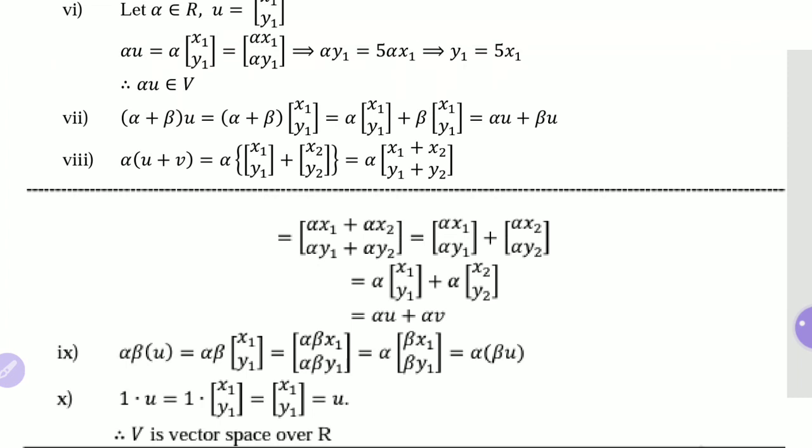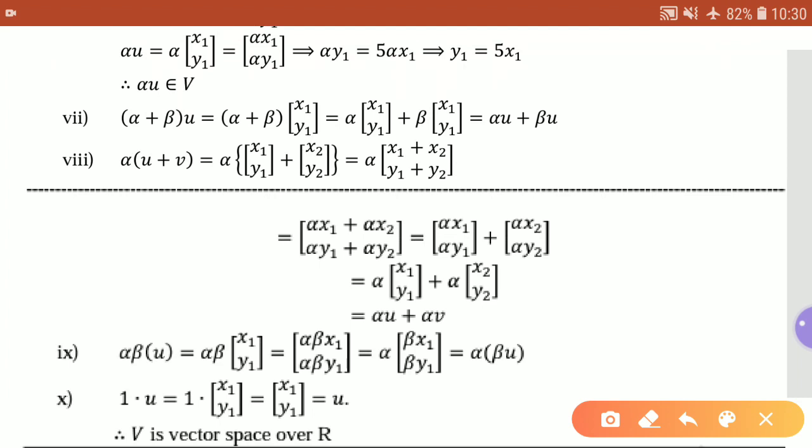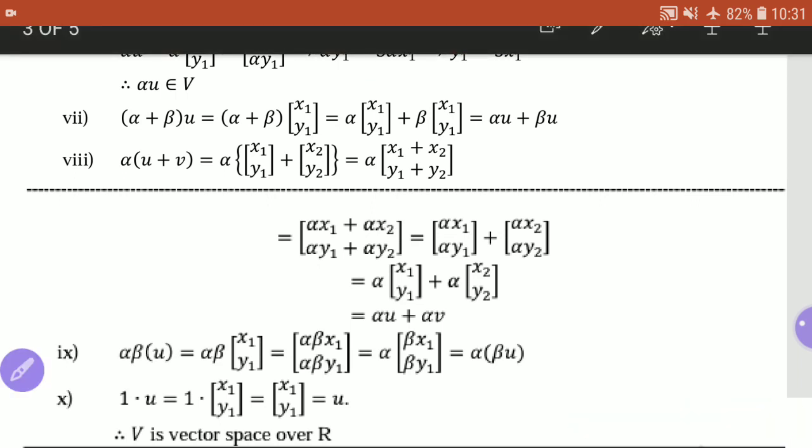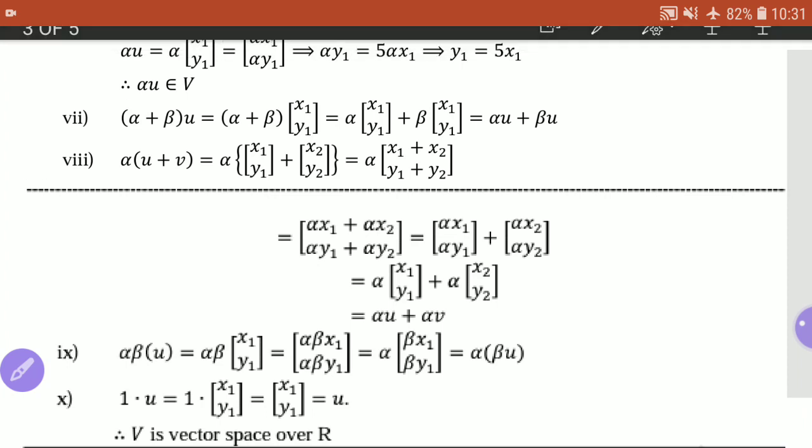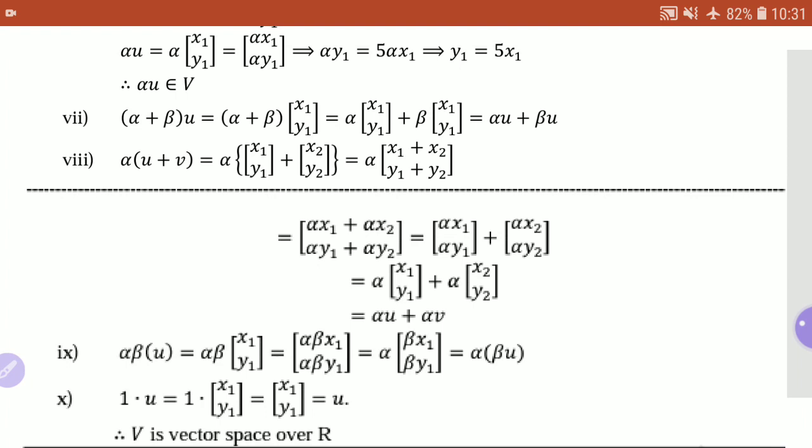And if you take alpha times u, we'll get alpha x1, alpha y1, and as y1 is 5 times x1, hence we get 5 times alpha x1, and finally alpha y1 equals 5 alpha x1. This alpha times u also belongs to V because of this condition, right? Because alpha y1 equals 5 times alpha x1, this will belong to the set V.